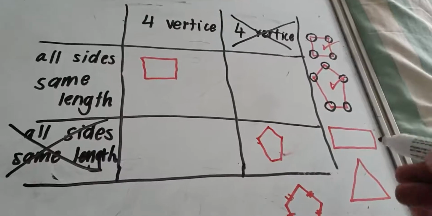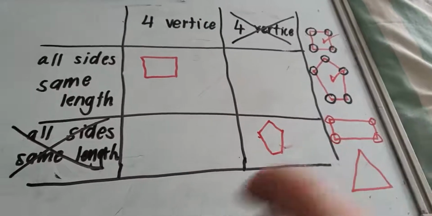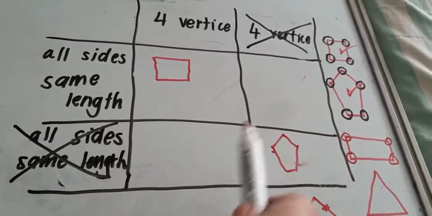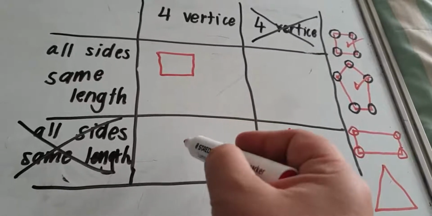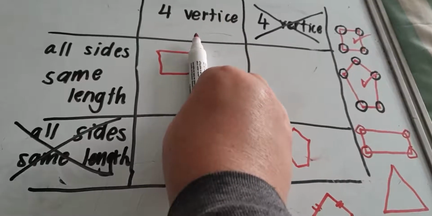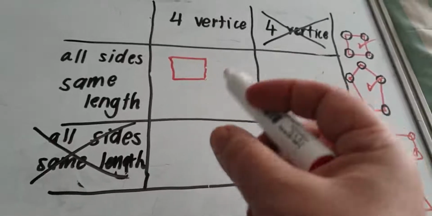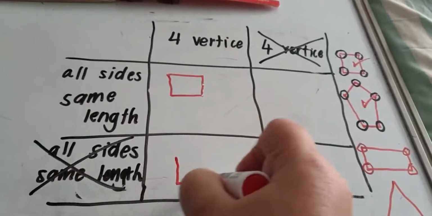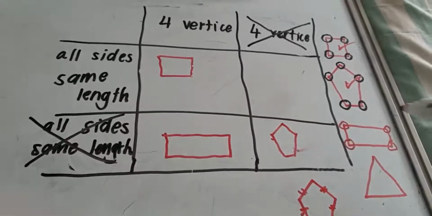Right, rectangle. How many vertices? 1, 2, 3, 4. So it's got 4 vertices. Are all sides the same though? No, so it doesn't go in the all sides the same. It needs to go in the box with the 4 vertices and the sides are not the same length. That square I've drawn looks like a rectangle. Sorry, boys and girls. Let's make this definitely a rectangle. There we go. Right, we've done that one.